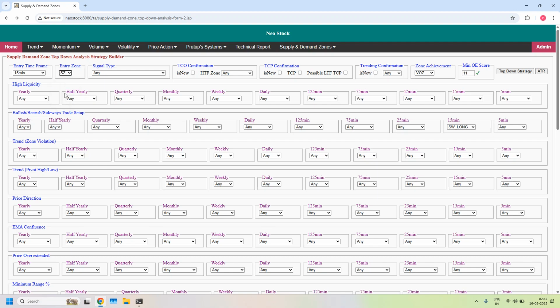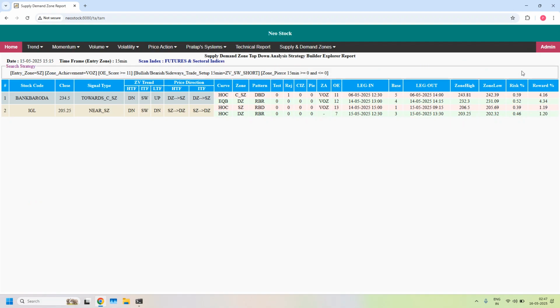Entry zone should be sideways, and also here at 15 minutes sideways short. Remaining filters are same, but this time they are applied to 15 minutes supply zone. We got 2 stocks. Sideways short trade setup for daily income trade. Entry zones are 15 minutes supply zones.